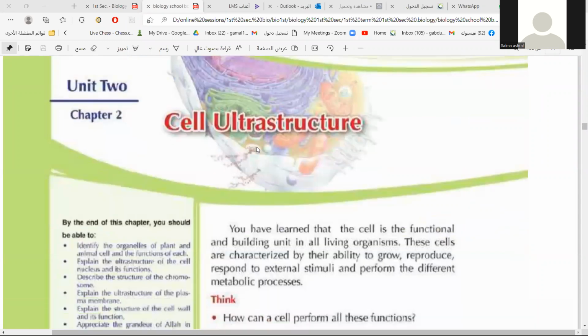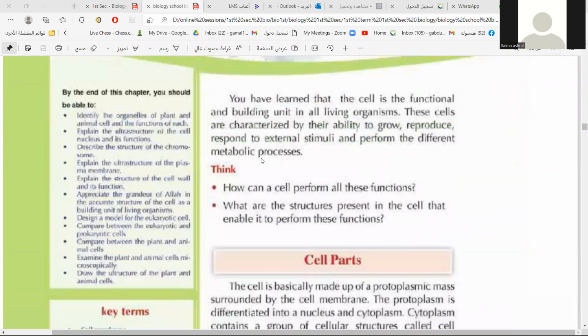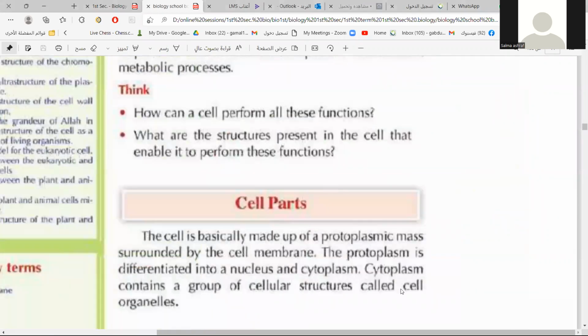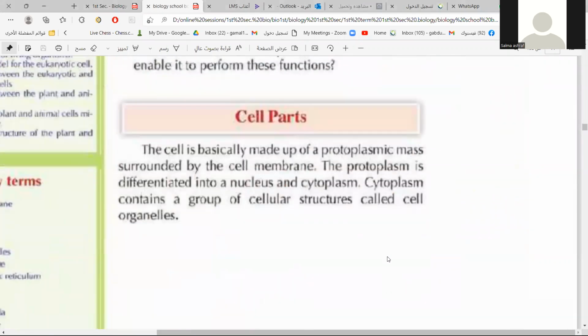Today, inshallah, we're going to start talking about Unit 2, Chapter 2, Cell Ultrastructure. After discovering the electron microscope, we know more about the cell, the cell structure, and the cell components. We divide the components of the cell into two parts.